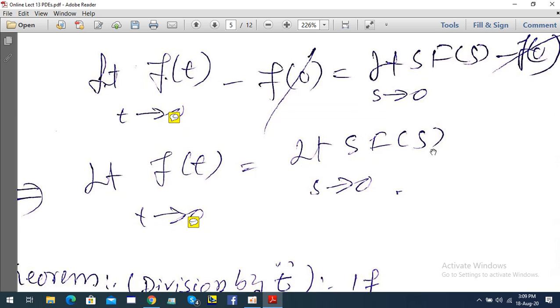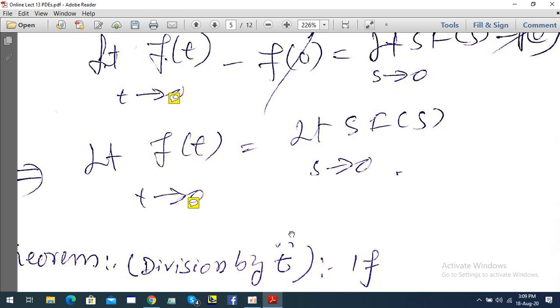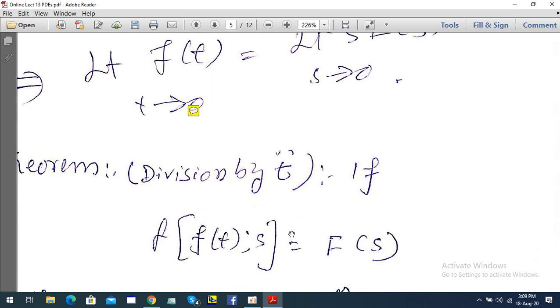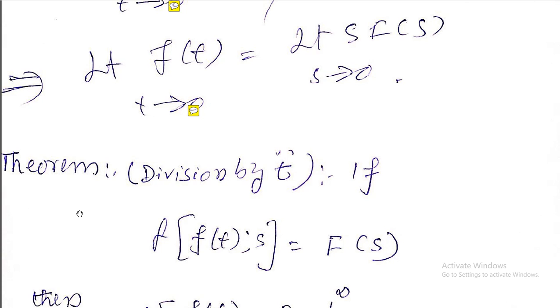Okay, so the limit as t tends to infinity of f of t is equal to the limit as s tends to 0 of s f of s. So this is the final value theorem, and it has been proved. Now we have another theorem.